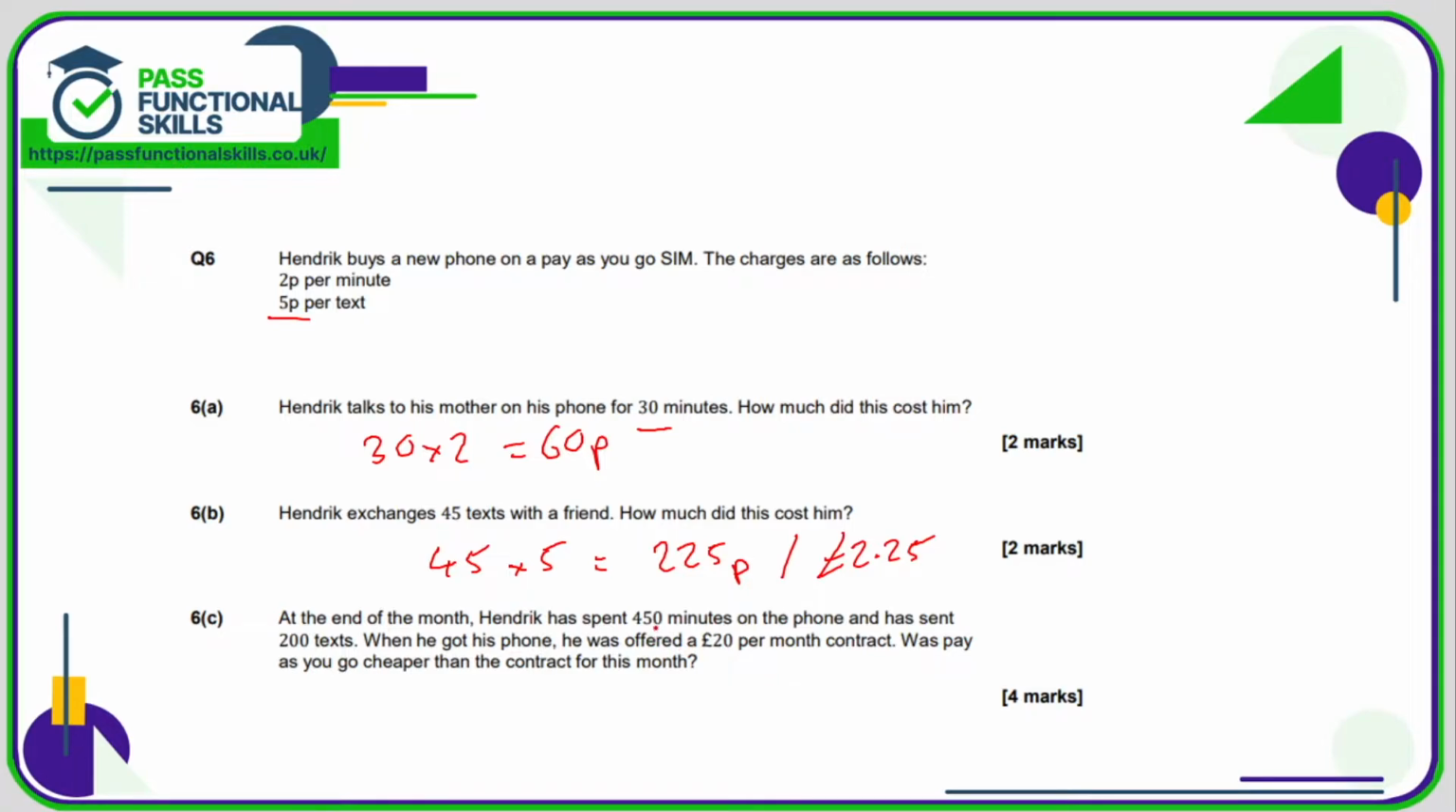Right, so what we need to do is work out how much it cost for 450 minutes and 200 texts. So that's 450 minutes at 2p per minute, so that's 900 pence. And then the 200 texts is 200 multiplied by 5, which is 1,000 pence. So in total, that's 1,000 plus 900, which is 1,900 pence. In other words, £19. The contract was £20, so pay-as-you-go was cheaper by £1.